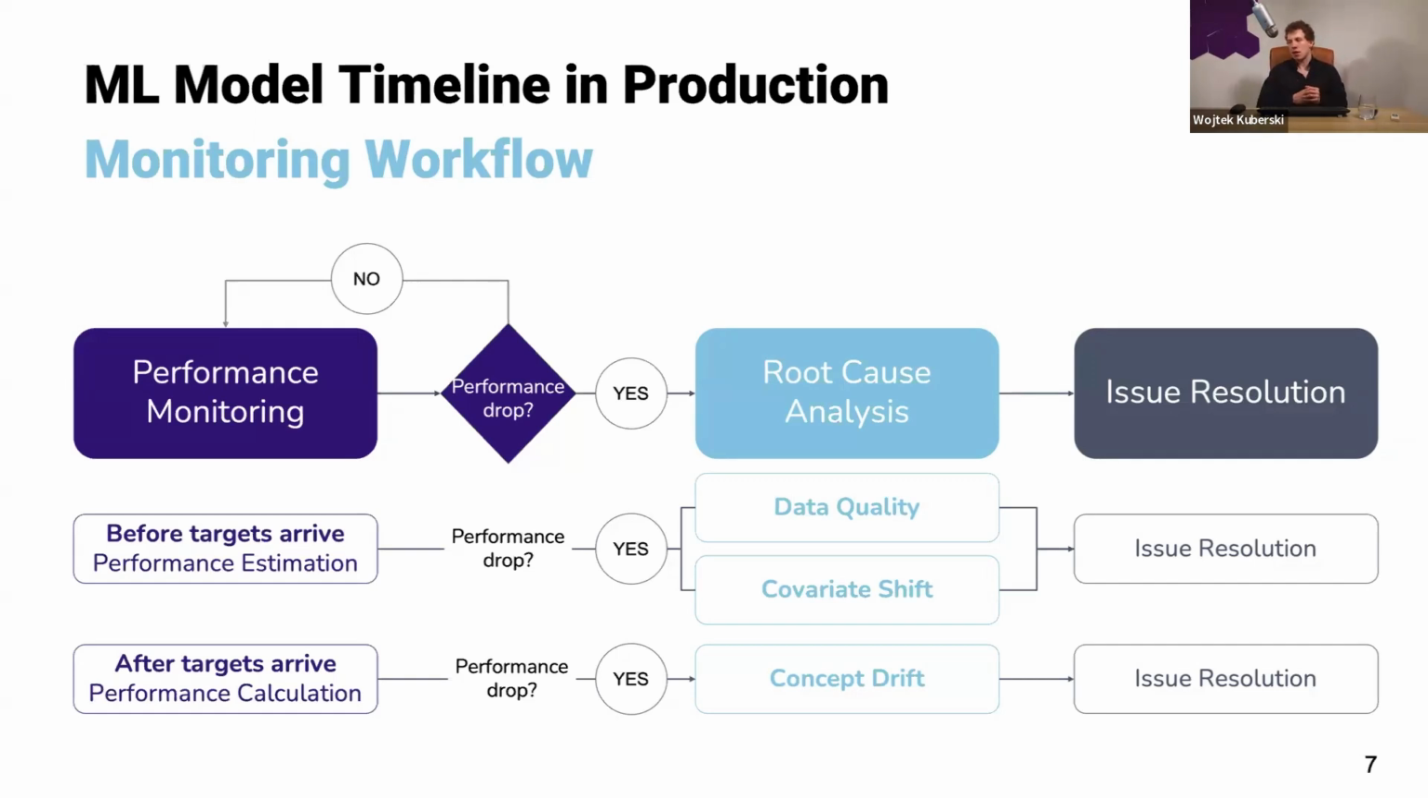And after targets arrive, there is one big part of what can actually go wrong with models in production, which is concept drift. And then we're going to be able to look at it after we get the targets, because then we can see whether there is concept drift. And then based on that, we're also going to go into issue resolution.